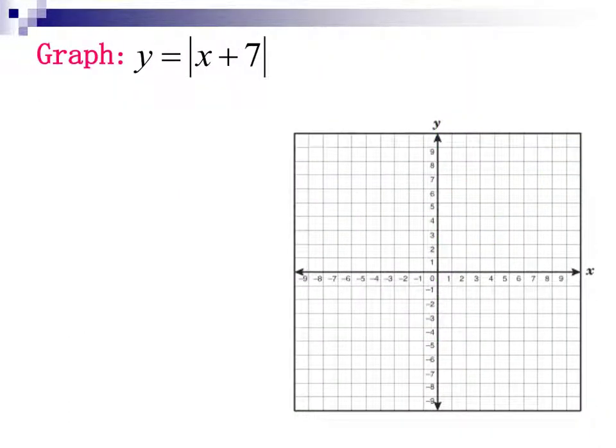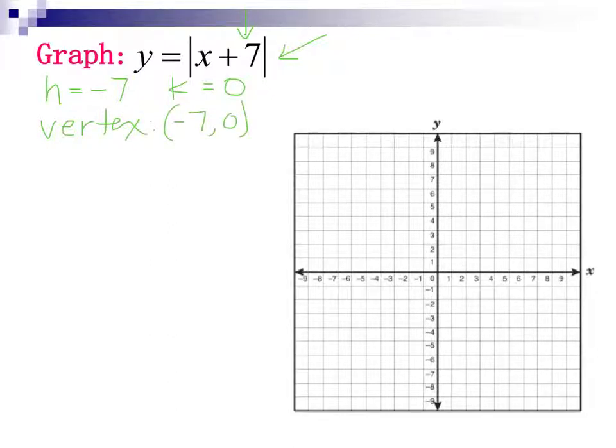Alright, let's try this one. Here we have y equals the absolute value of x plus 7. So I notice that my h here, the 7, is always going to be the opposite. So my h is going to be negative 7, and my k, since there's nothing here, is 0. Since my vertex is (h, k), I'm simply going to replace it with negative 7 and 0.